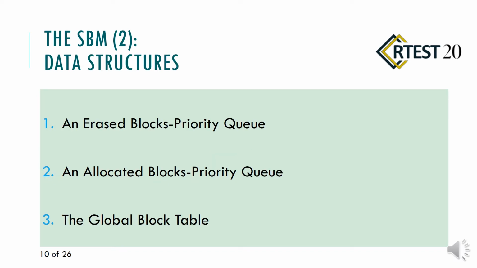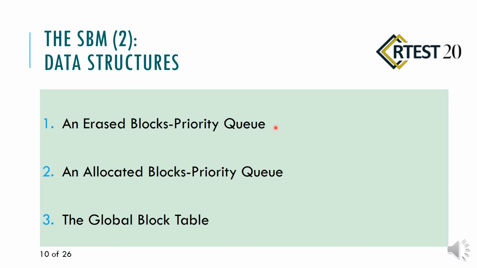Now it's time to talk about more details about the SVM. The SVM and its earlier version used three data structures: the global block table and two priority queues. However, in the SVM, priority queues are managed differently. A raised blocks priority queue holds raised blocks' scores, and it is a single min-heap.